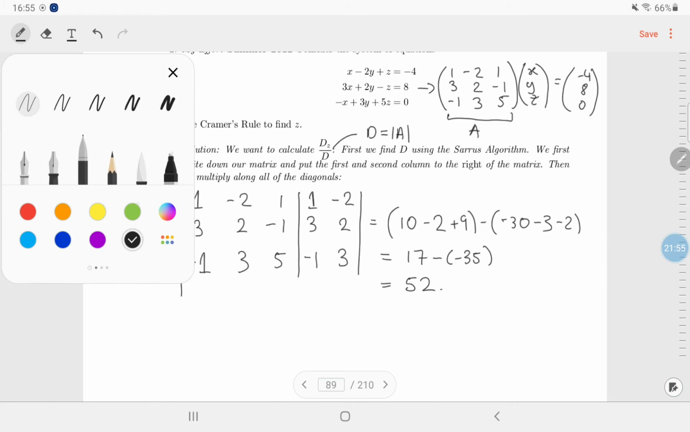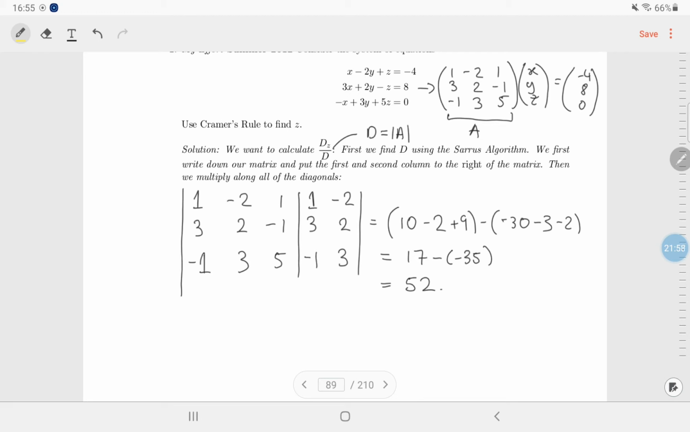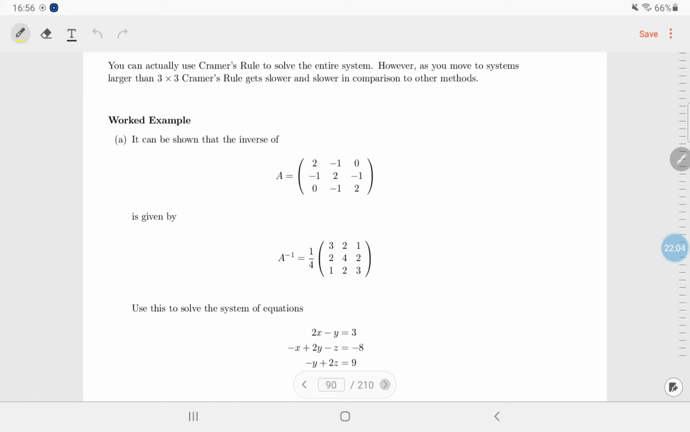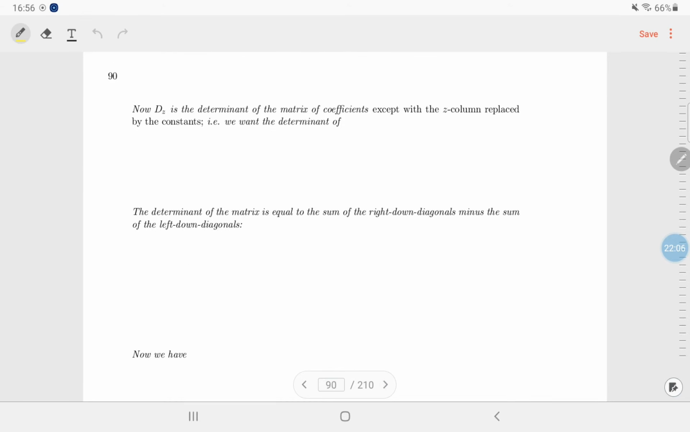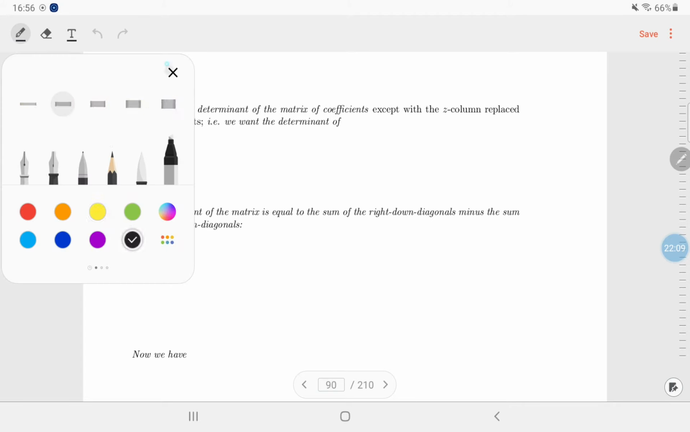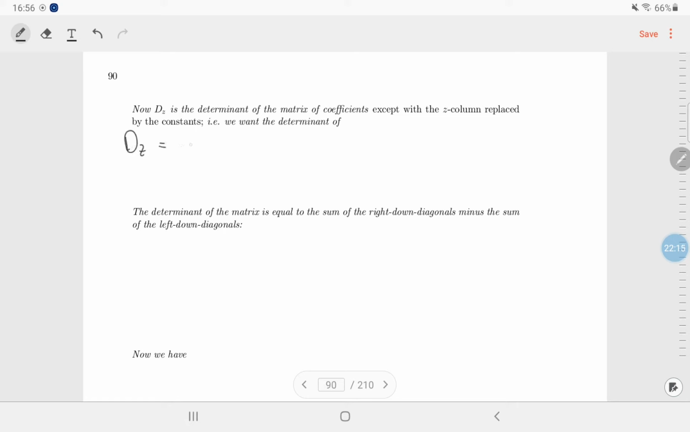Now for the other determinant, because it's dz, I need to replace the z coefficients with the constants, and I'll be doing that on the next page. Okay, so dz is equal to, no, I'm not even going to write the determinant, I'm just going to write the matrix that I'm looking at, which is 1, 3, minus 1, minus 2, 2, 3, and I replace the z coefficients with the constants minus 4, 8, 0.